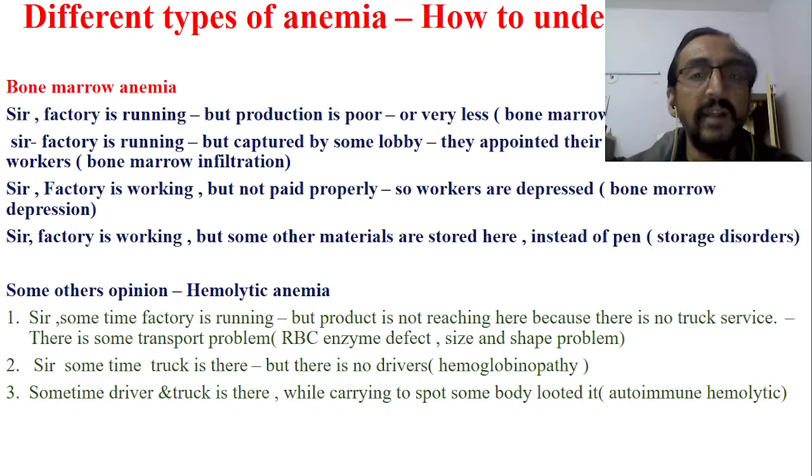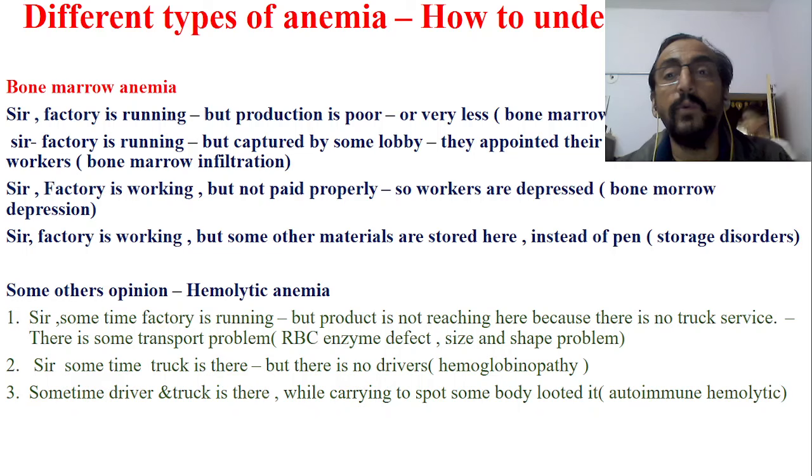Now let us understand the same scenario. First we are discussing bone marrow anemia. That person told me, sir, the factory is running, but production is very poor or very less. This condition is nothing but anemia due to bone marrow aplasia. Everything is there, but stem cells are absent, and therefore it leads to bone marrow aplasia.